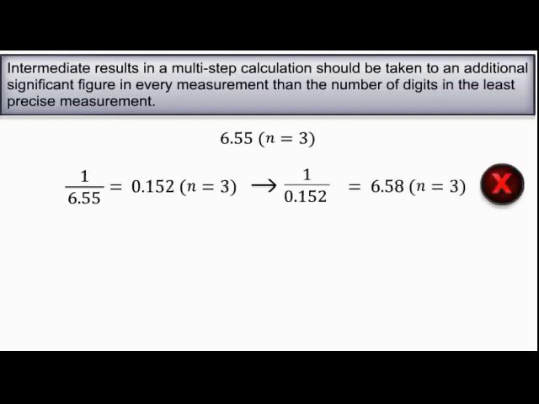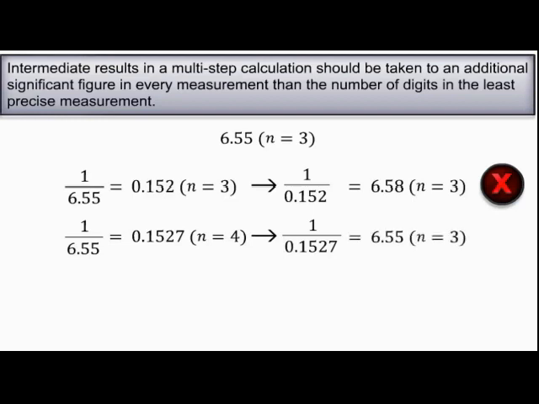Now, if we consider the reciprocal of 6.55 to 4 significant digits, we get 0.1527. The reciprocal of 0.1527 taken to 3 significant digits is equal to 6.55, which is the original data again.